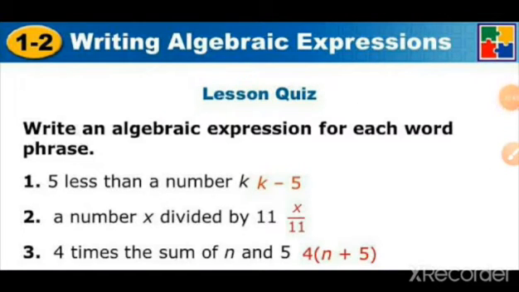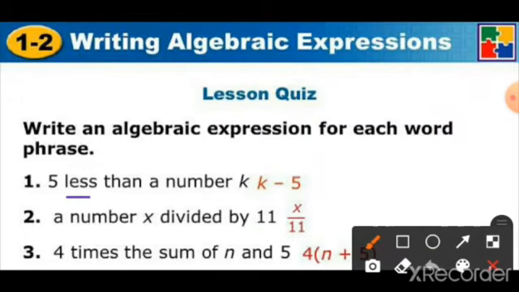Now here is a question for you. Write an algebraic expression for each word phrase. The first one, 5 less than a number k. So here the number is k. 5 we have less than. So less than means subtract. So you will write k minus 5.